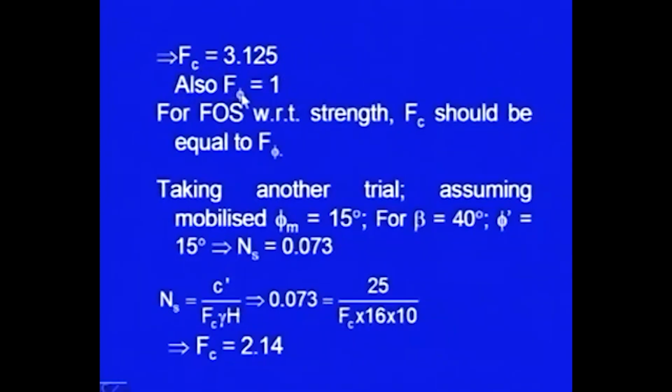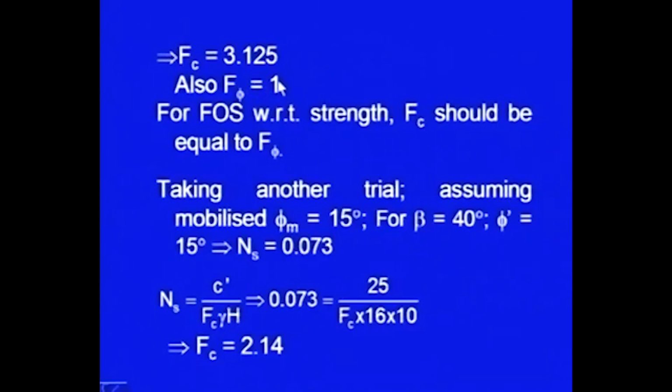We had assumed full mobilization on phi dash. So, Fphi is nothing but tan of phi dash divided by tan of phi m dash, and here phi m dash and phi dash are equal. So, Fphi is equal to 1. So, we have got one combination of the values, Fc is 3.125, Fphi is equal to 1. What we are looking for is that factor of safety where Fc and Fphi both are equal. So, we have to take some trials, and then find out that value of the factor of safety where Fc and Fphi both are equal.